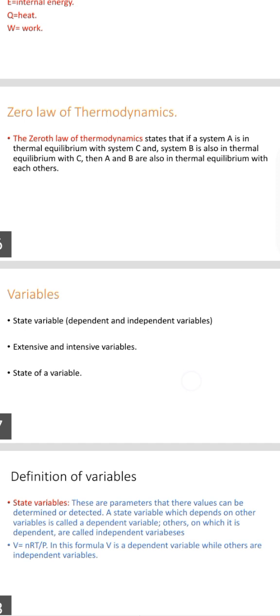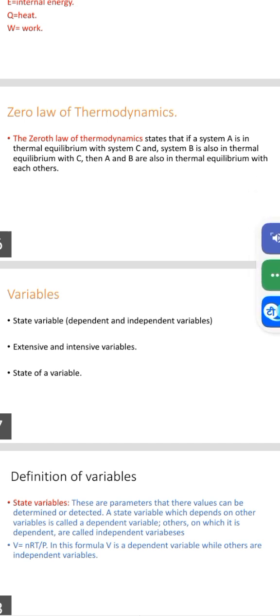Then let's look at the zeroth law of thermodynamics. The zeroth law is majorly talking about the temperature of the system. It states that if a system A is in thermal equilibrium with C, and system B is also in thermal equilibrium with C, then A and B are also in thermal equilibrium with each other. It's like I have a triangle ABC. If A is equal to B and C is equal to A, definitely B is equal to C. That is what this law is trying to postulate.